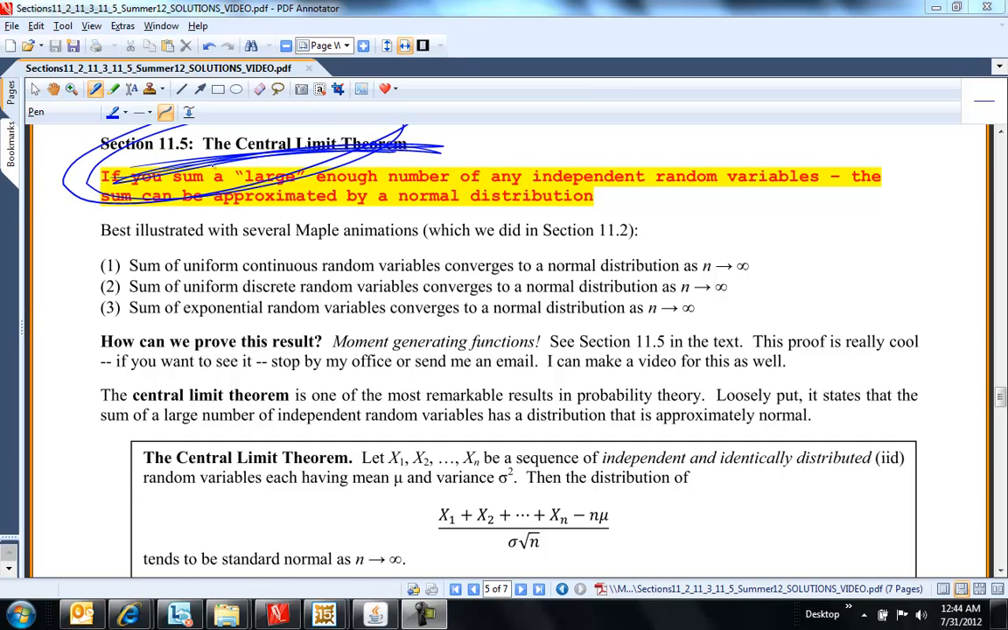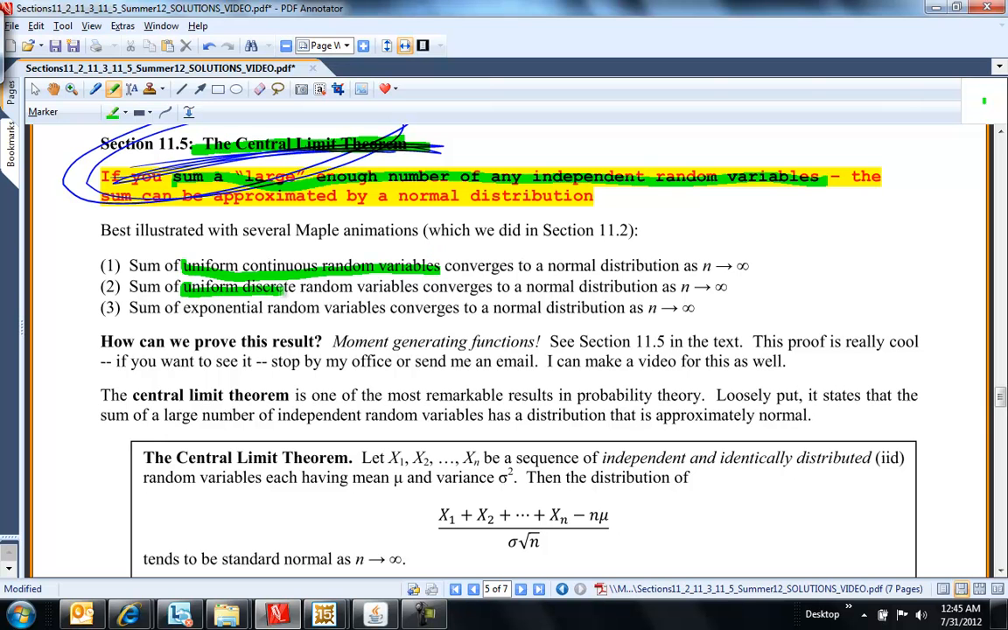So the central limit theorem. The animations I had in Maple show pretty strongly that, again, if you add enough of any random variable, you get back to a nice bell-shaped curve. So yeah, the central limit theorem is the topic 11.5. This was the outcome: the sum of a large enough number of any independent random variables is a normal distribution. I showed you the uniform continuous, the uniform discrete.